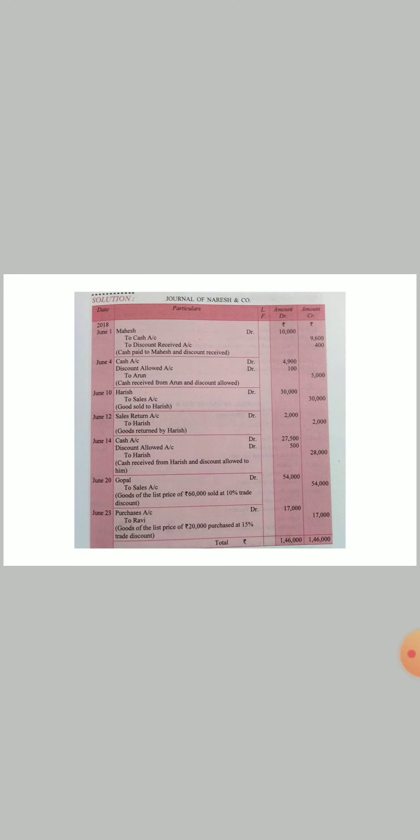The first point, we are paying to Mahesh, so Mahesh will be debited by 10,000. Cash is going out of business, so it will be credited, and we are receiving discount, so it will also be credited. So it will be Mahesh debit to cash, to discount received. Similarly, in the next one, we are receiving cash from Arun and we are allowing him discount.